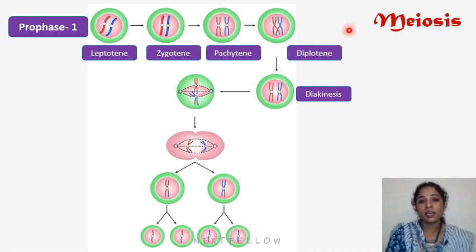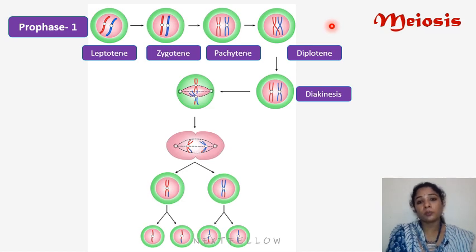And lastly, the diakinesis: the chromosomes become more contracted and migrate towards the nuclear membrane. We can see them migrating towards the nuclear membrane, and at the end of the prophase the nuclear membrane completely disappears. So that was about the prophase.